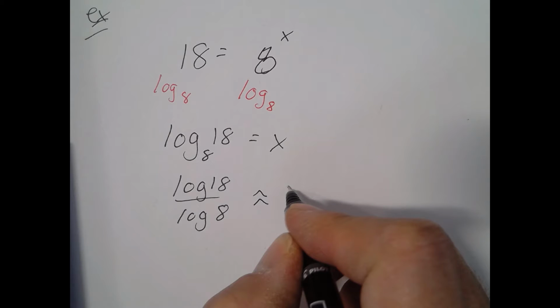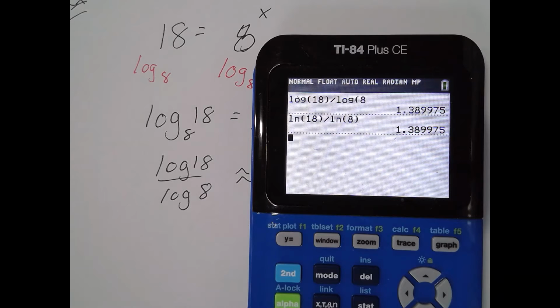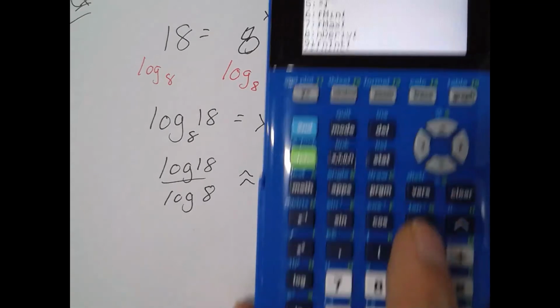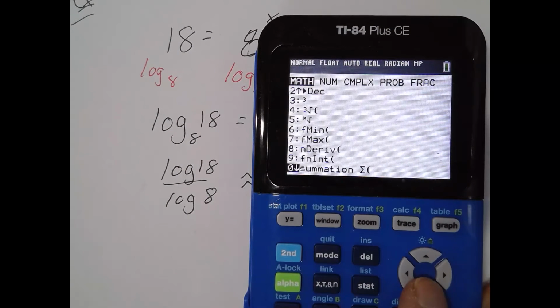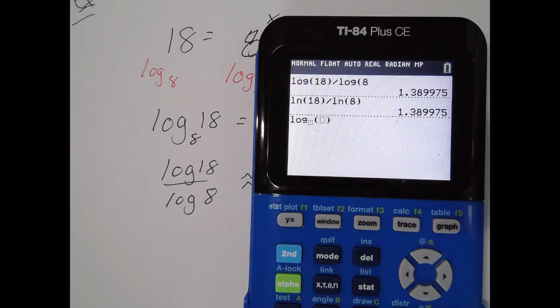So notice if I did natural log of 18 divided by the natural log of 8, you get the same answer. So it doesn't matter what log base you choose, as long as it's the ratio, they'll always be the same. Or you could have gone to math, all the way down to A, so I can do log base 8 of 18 and get our same answer.